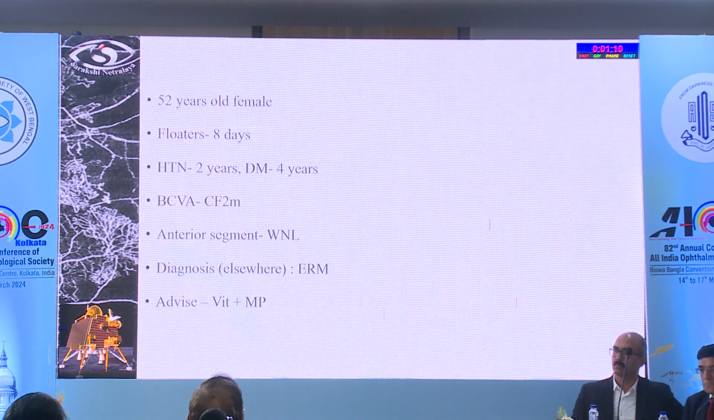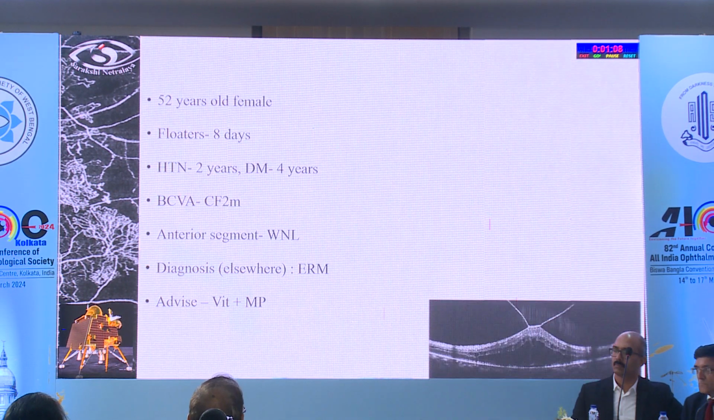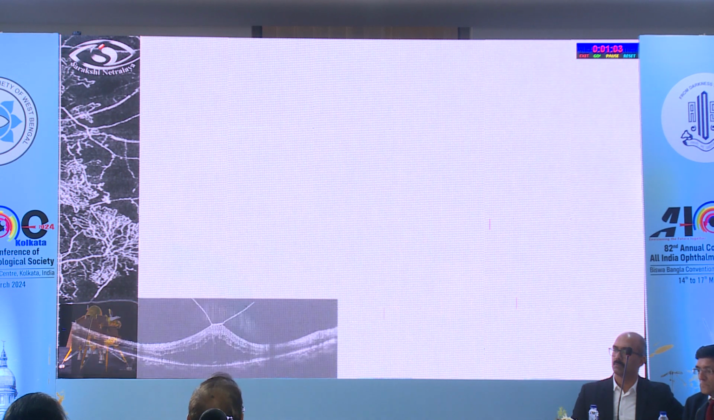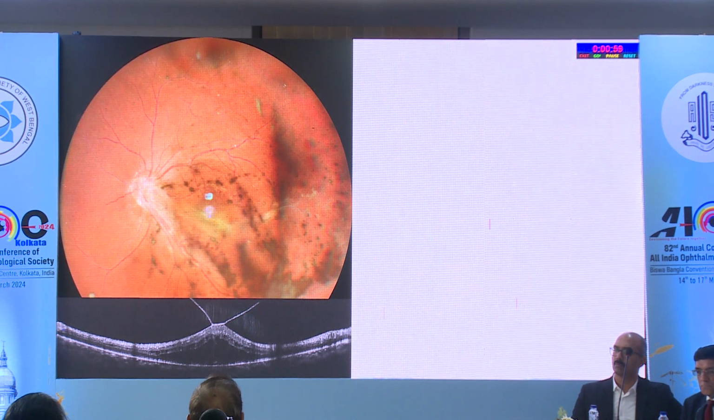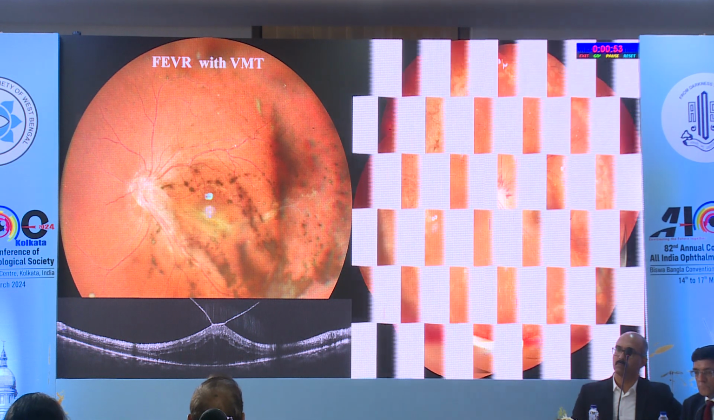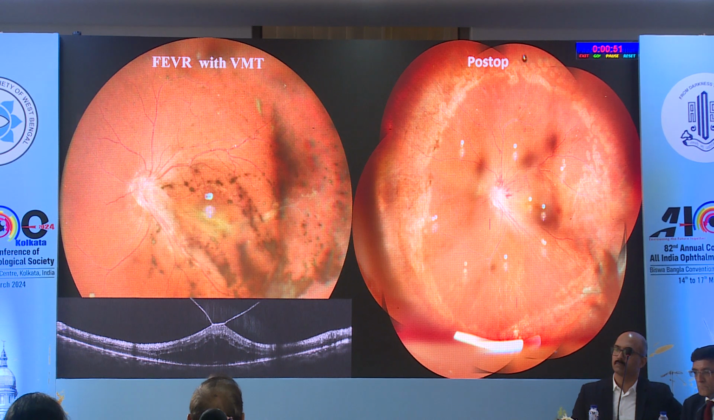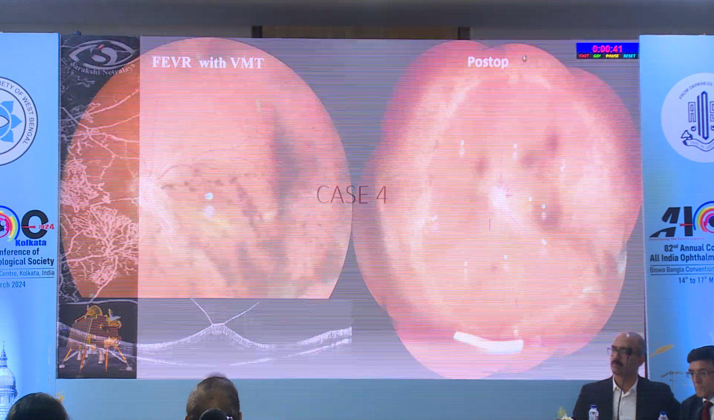Now this is a 52-year-old, diagnosed elsewhere as epiretinal membrane and advised vitreous surgery. Now look at it. We did a Widefield OCT, and when we did a photograph, you could see that the blood vessels were drawn down. So they were being dragged. And so it was again a case of FEVR with a vitreomacular traction, which meant you did not just need vitrectomy with a membrane peeling, but you also needed to dissect the peripheral tissue to take care of this disease.